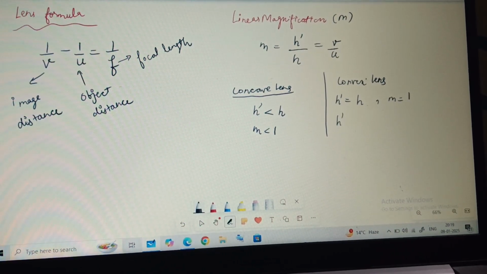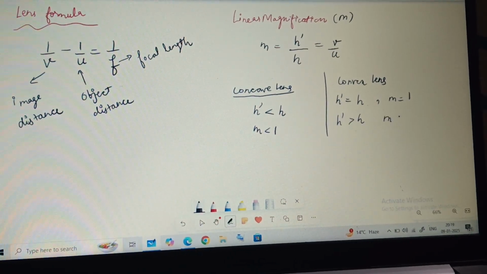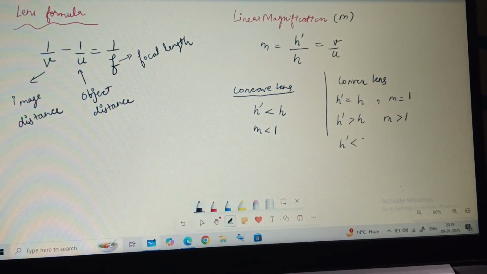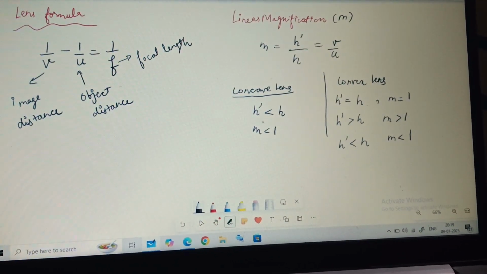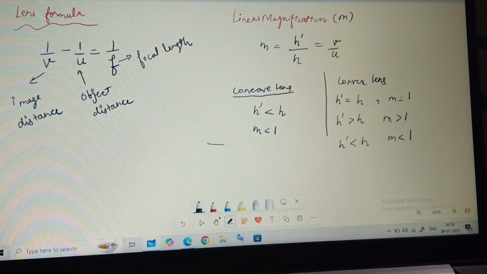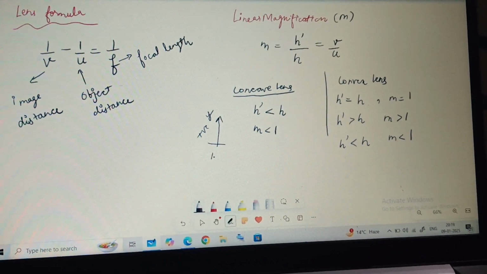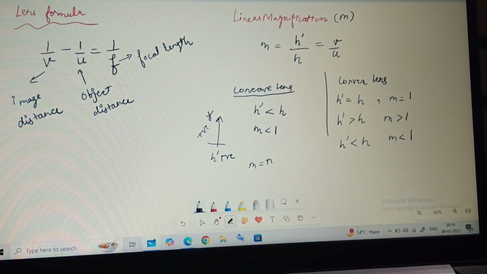If the height of the image formed by the convex lens after refraction is greater than that of the object, the value of m is going to be greater than 1. If the image formed is smaller than the object, m is going to be less than 1 for convex lenses. Now, since concave lenses always form virtual images, that is, the image formed is always on the positive y-axis, that implies that h dash for concave lenses is always positive. So the value of magnification for concave lenses is also going to be positive.